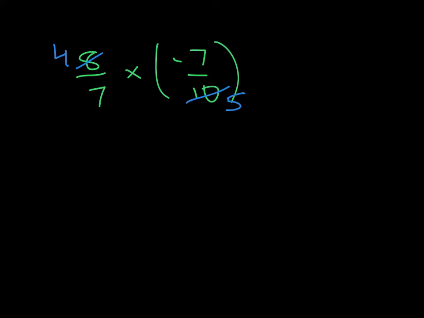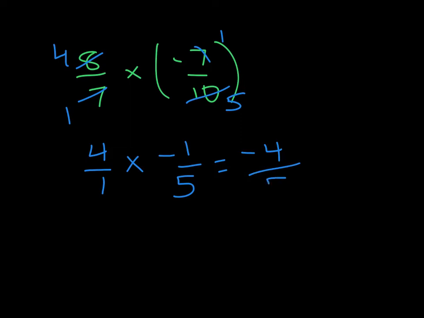Now I have 7 and 7 across from each other. So I can either divide 1 into those two numbers or 7. So to make the numbers smaller, I'm going to divide by 7. So 7 goes into 7 one time, and 7 also goes into 7 one time here. So now my fractions read 4/1 times -1/5. And I'm going to multiply straight across. So 4 times -1 gives us -4, and 1 times 5 gives us 5, making my final answer -4/5.